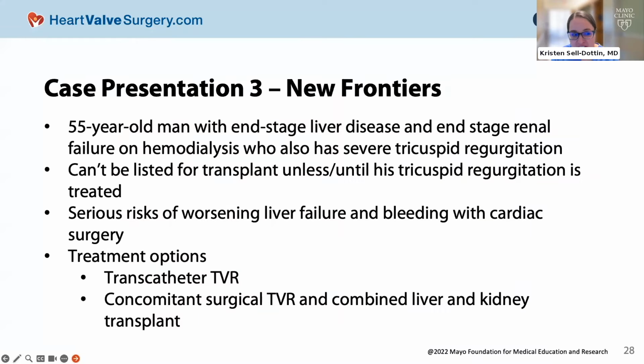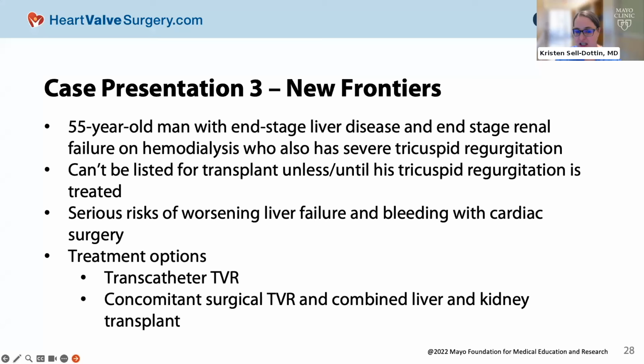Okay, this will be very brief. Case 3 is New Frontier. So, a 55-year-old man with end-stage liver disease and end-stage kidney disease on hemodialysis who also has severe tricuspid regurgitation. Okay, I think this is an interesting case because he can't be listed for transplant unless his tricuspid regurgitation is treated. But we can't treat his tricuspid regurgitation without a plan to treat his other organ failures. And he's got significant risk of worsening liver failure and bleeding with cardiac surgery.